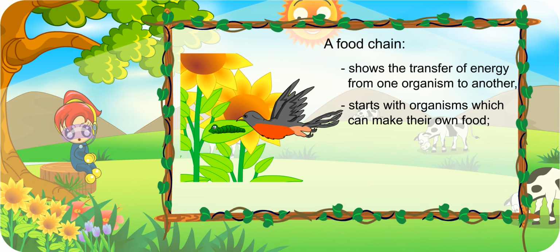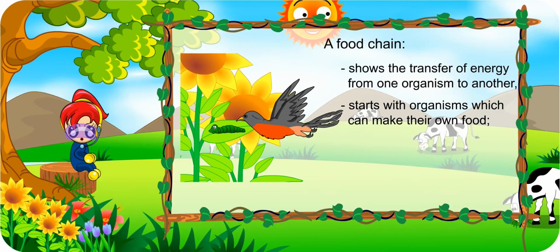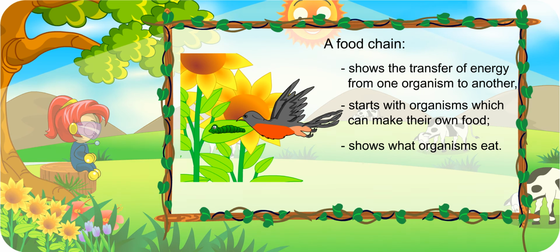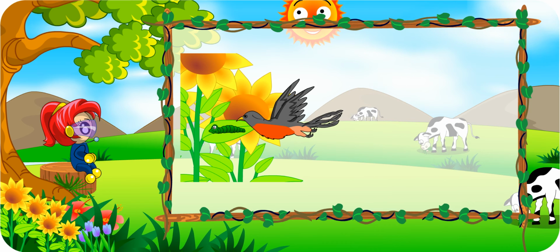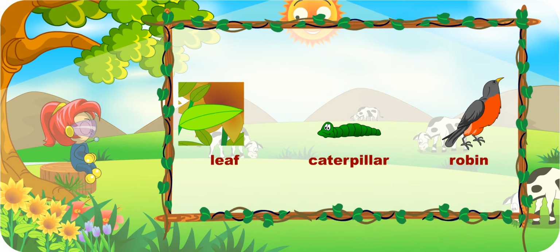Plants are able to convert light energy from the sun into chemical potential energy. This energy is then taken by another which needs it. To explain simply, a food chain shows what organisms eat. I see. A food chain can be shown in this manner. See if you are able to understand it.